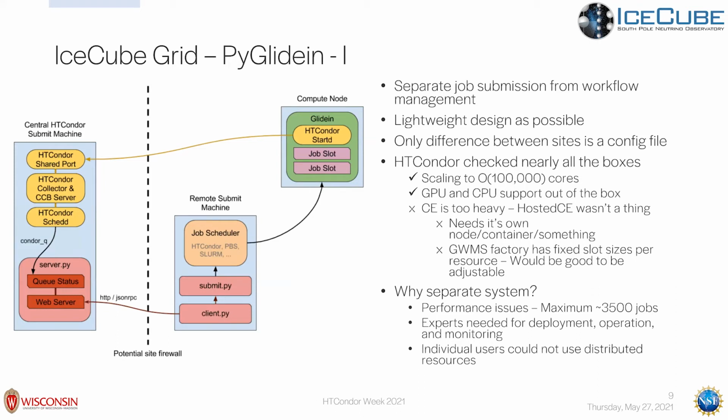at CHTC. So basically, we took the idea that HTCondor is very, very good at scaling. We knew it could scale over 100,000 cores. There was this GPU and CPU support out of the box, so we could use sort of heterogeneous requirements. But of course, there were these components that seemed, at least from our perspective at the time, a little too heavy or too hard to operate. So this is 5 years ago, so many things have changed, but we wanted basically a lightweight system to submit jobs out to these other facilities, and we came up with this concept of PyGlidein.